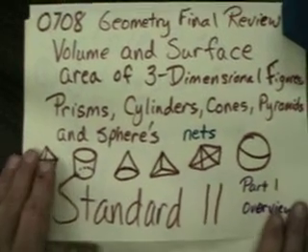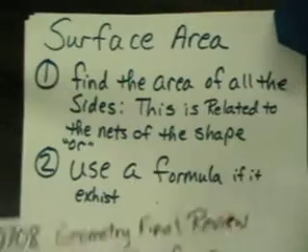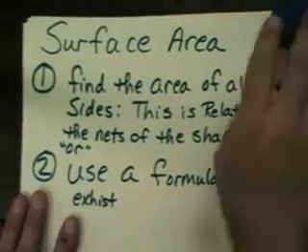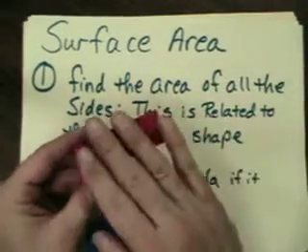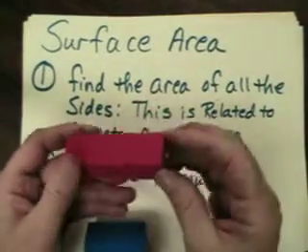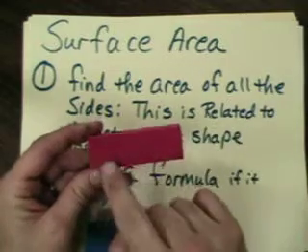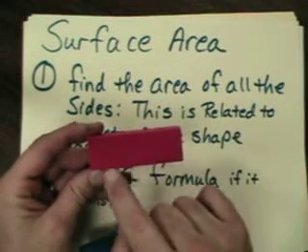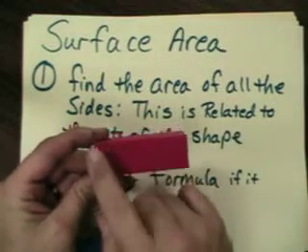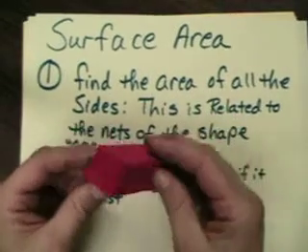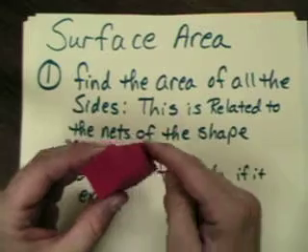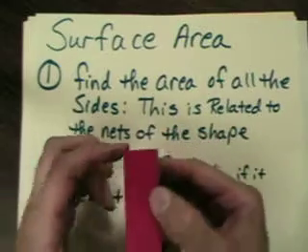Okay, so we wanted to talk about surface area first. Surface area is the amount of space along the outside. For example, if I wanted to find the area of this side, it's a rectangle, so I'd find the length times the width, and that would give me the surface area just on this side. But this shape has 4 sides and 2 bases.